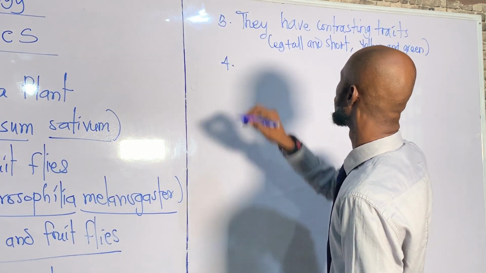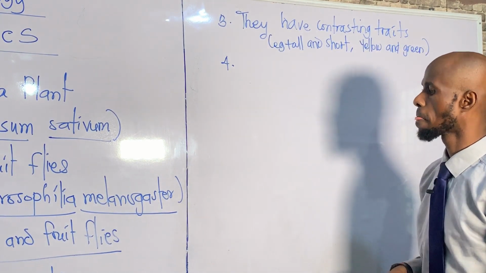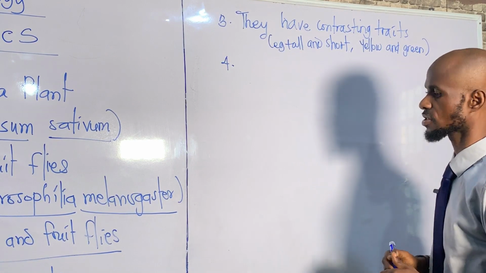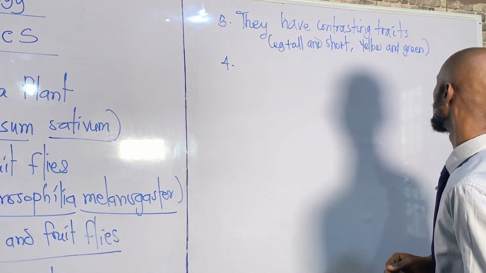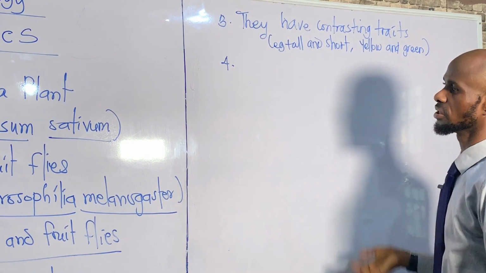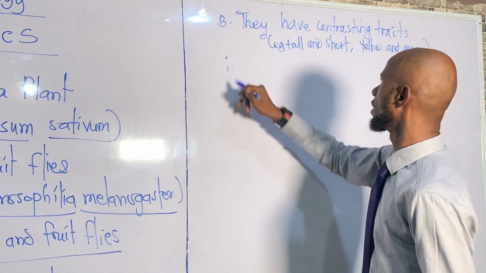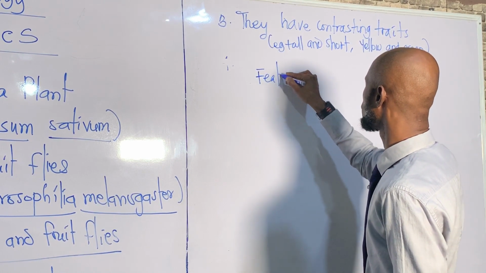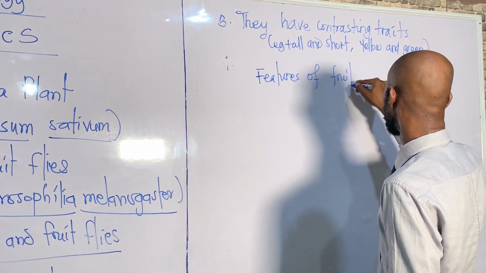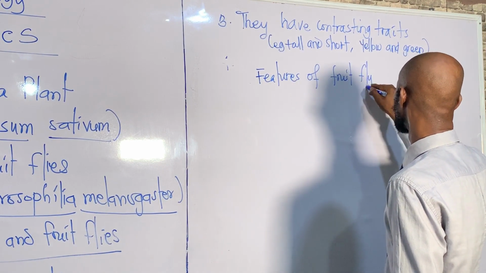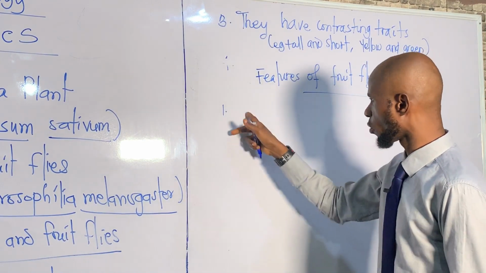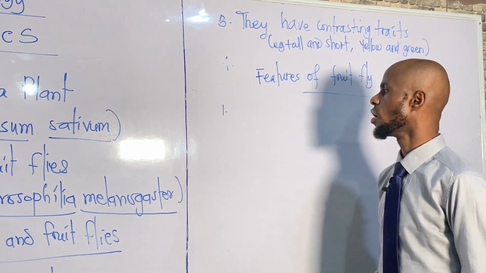Then number four is, okay, let's stay with this. They breed in large numbers, they have discontinuous traits, they have contrasting traits, that is tall and short, yellow and green. So let's look at the unique features of the fruit flies itself. So we have talked about three features. Now we are looking at the fourth feature of the fruit fly.